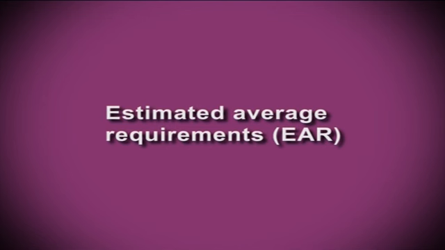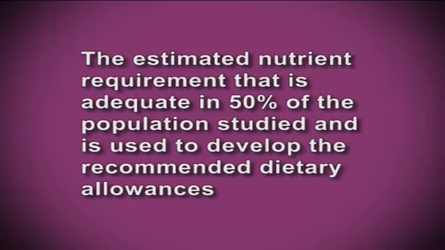So, the first value is estimated average requirement or EAR. The estimated nutrient requirement that is adequate in 50% of the population studied is known as EAR and is used to develop the recommended dietary allowances.